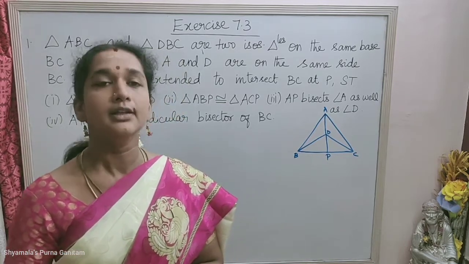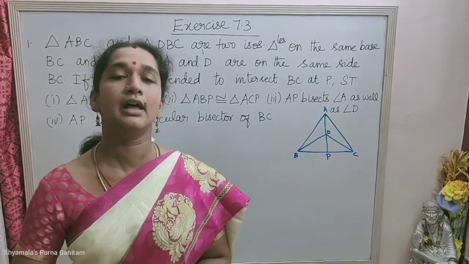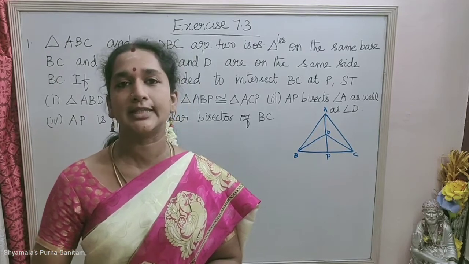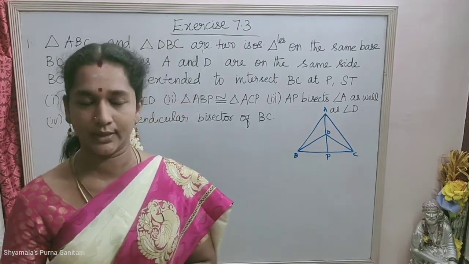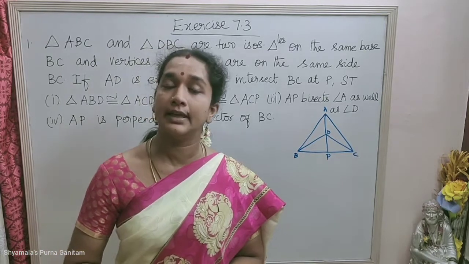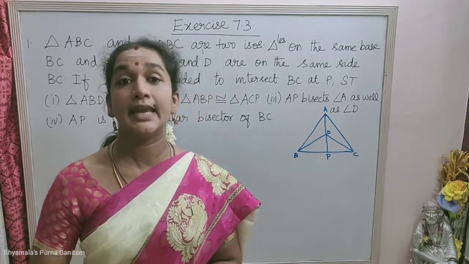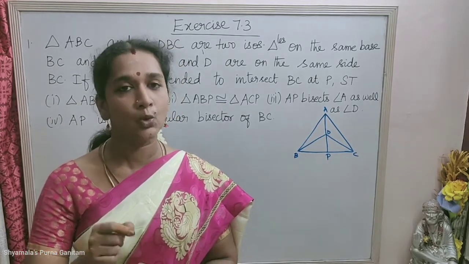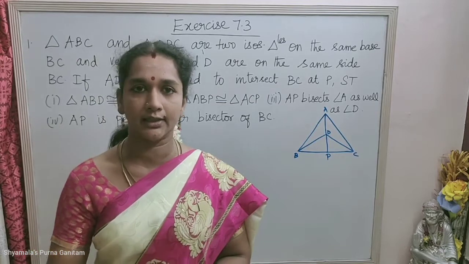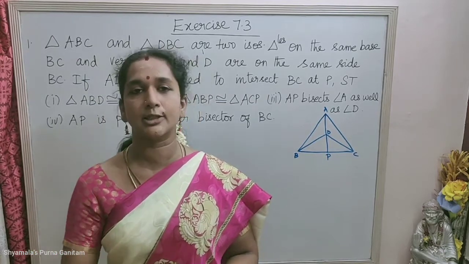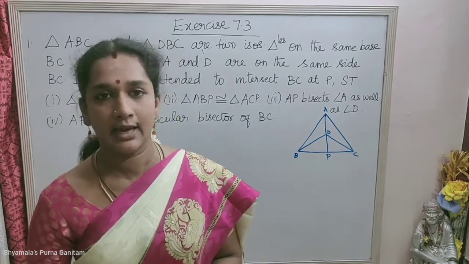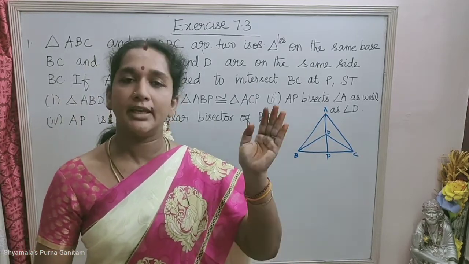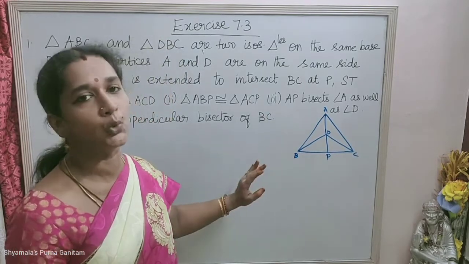Then RHS. In a right angle triangle, if the hypotenuse is equal and any one of the legs is equal in two triangles, we will say that it is RHS congruence. Then one more is AAS or ASA, that is two angles and one included side. If these are equal in both the triangles, then both the triangles are congruent under ASA congruence, or we can say AAS congruence also. Based on these congruency criteria, we will be doing sums now.